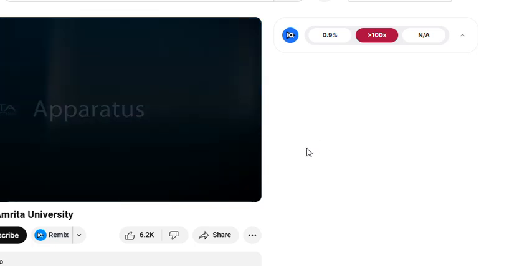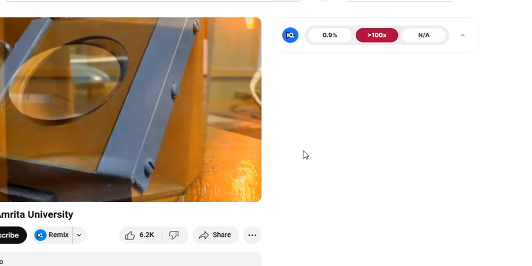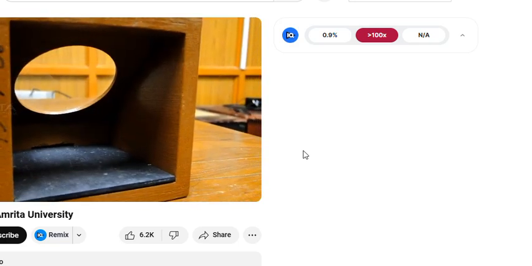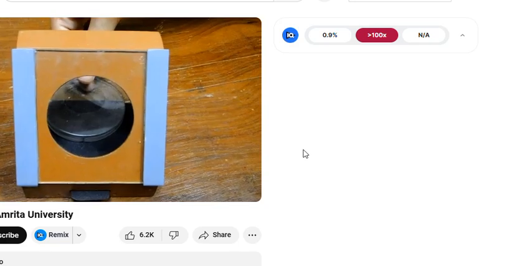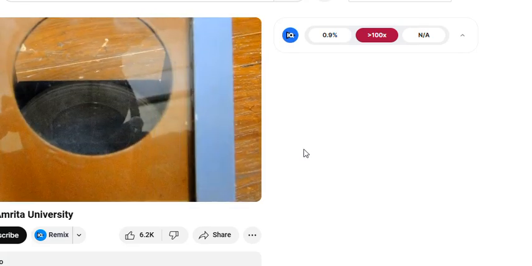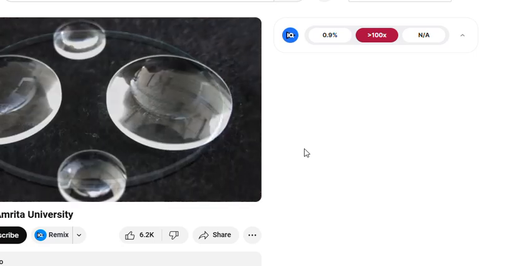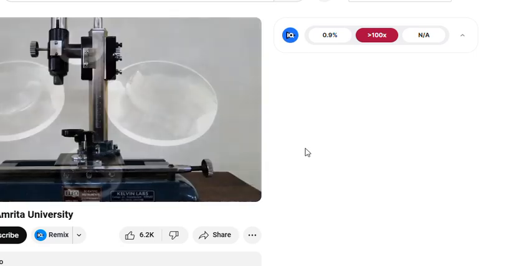Apparatus: monochromatic light, wooden mount. This is a rectangular shaped box at the bottom of which we place the plain glass plate and the lens. Light is directed to the lens through this reflector. Optically flat glass plate. A planar convex lens. Traveling microscope.